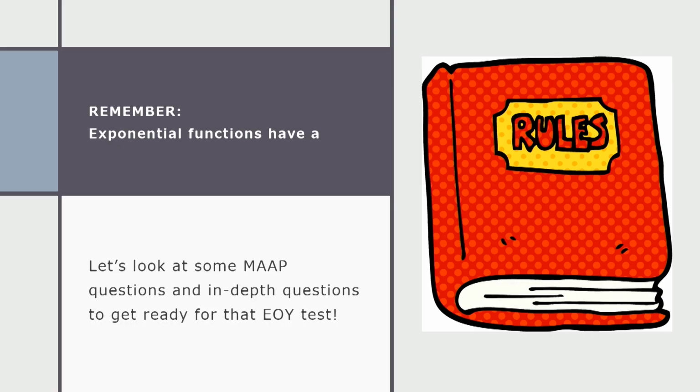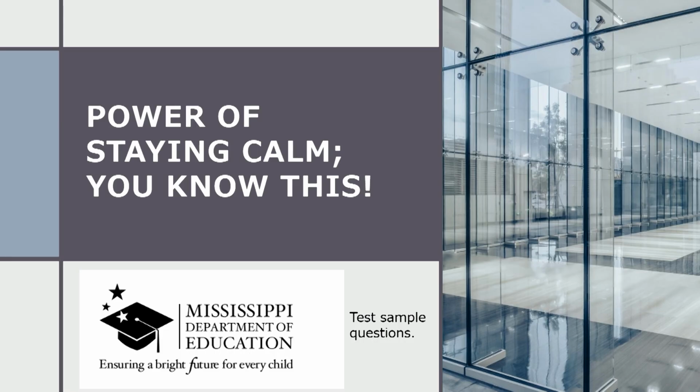Remember what exponential functions are, okay? They have a what? Y equals AB to the x. So we want to make sure that we're remembering what our formulas look like. We're going to look at some math problems today. So here we go. The power of staying calm.